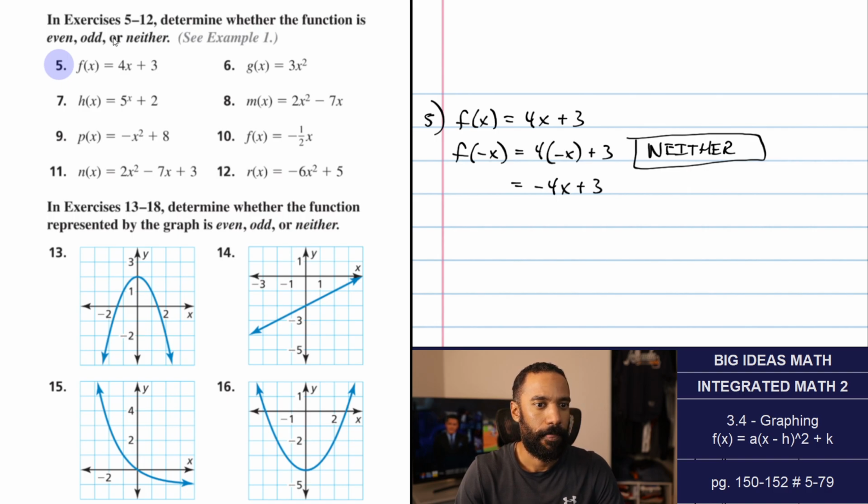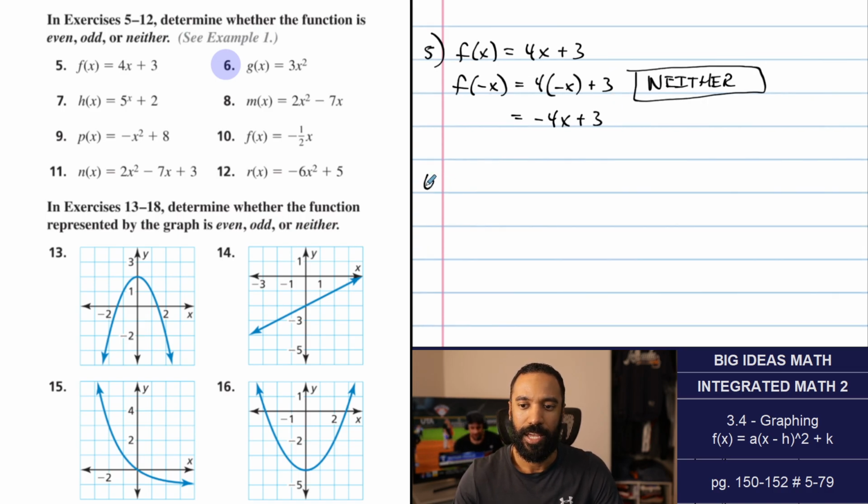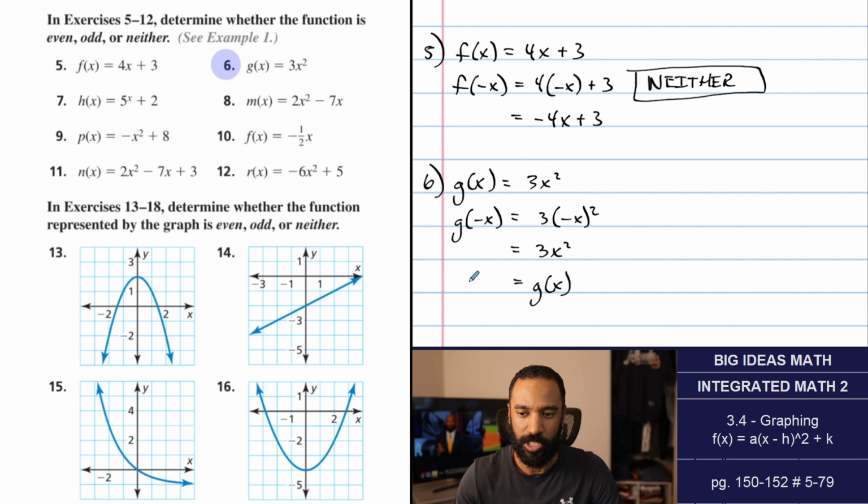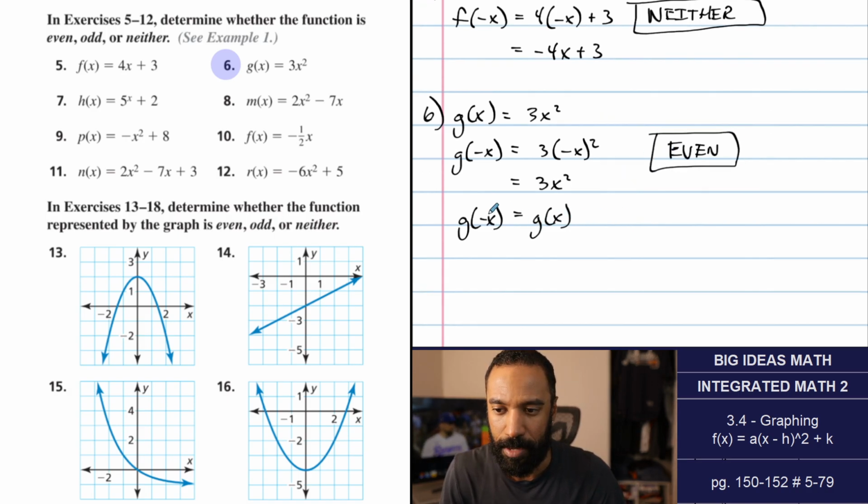Number 6. G of x equals 3x squared. Now again, if you saw the lecture portion, this will help out as far as seeing what I'm doing and why. G of negative x would be 3 times negative x quantity squared. And when you square a negative x, it becomes a positive x again, 3x squared. That's the same thing as you saw above. That means g of negative x is the same thing as g of x. That's the take-home message. If I get the same y from different x's, you have what is known as an even function. This is an even function because you get the exact same thing out as you had before.